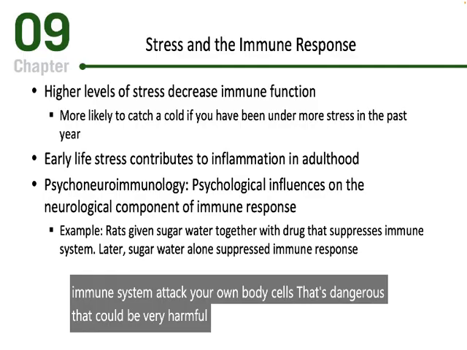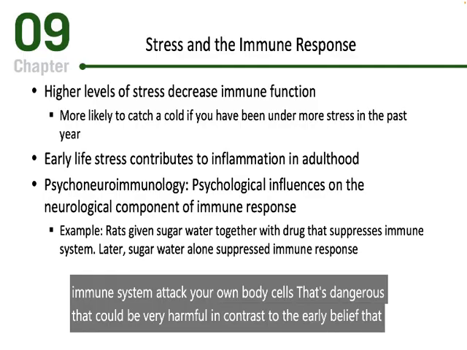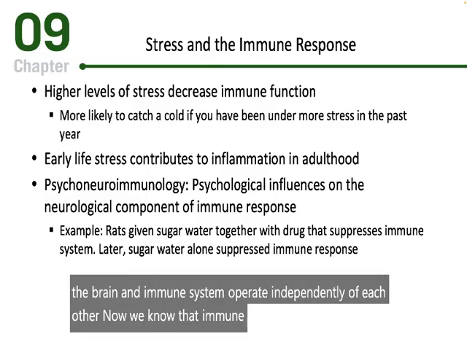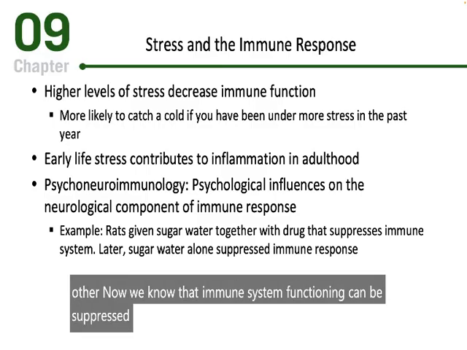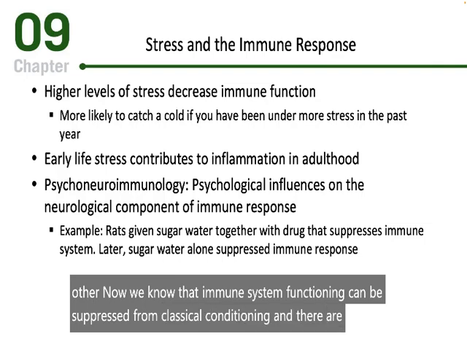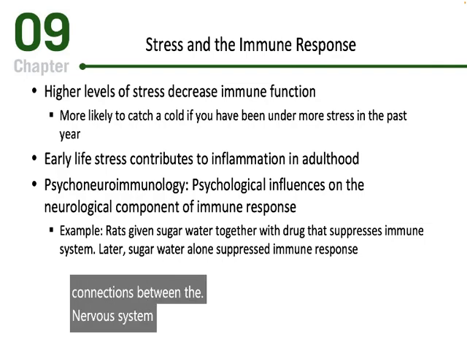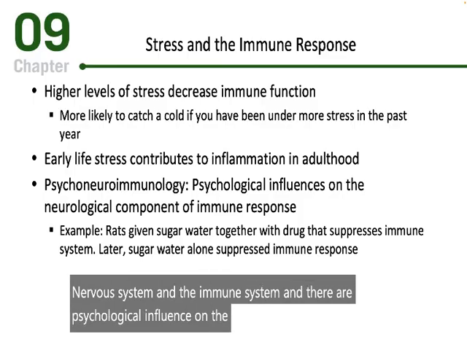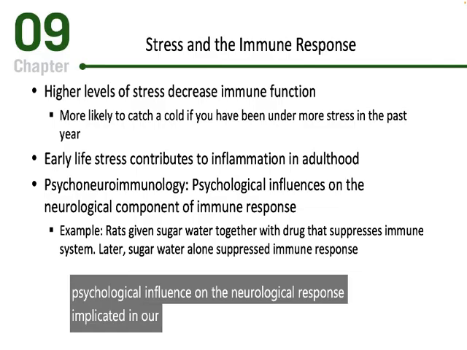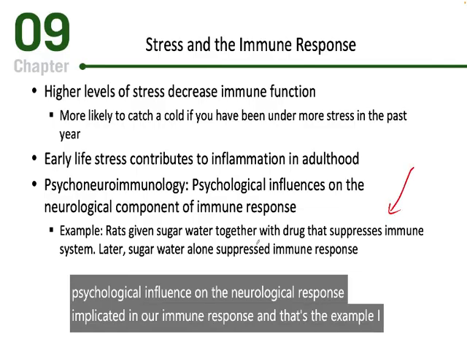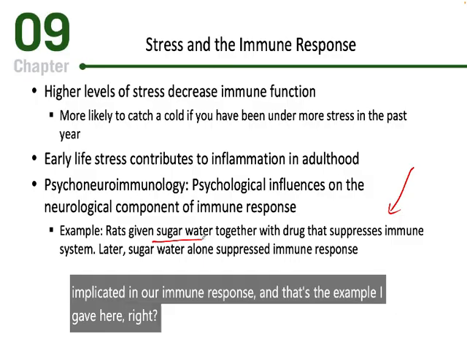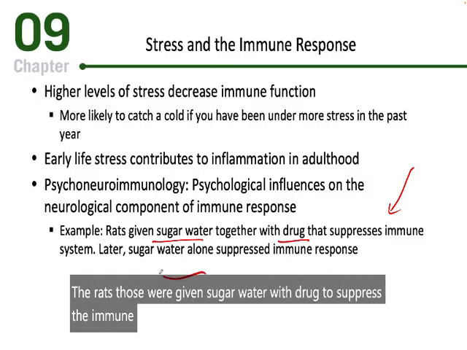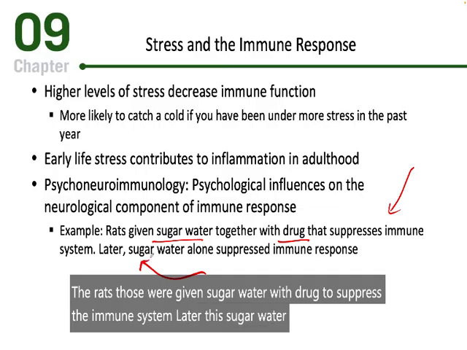In contrast to the early belief that the brain and immune system operate independently of each other, now we know that immune system functioning can be suppressed from classical conditioning. And there are many connections between the nervous system and the immune system. There are psychological influences on the neurological response implicated in our immune response. That's the example I gave here, right? The rats were given sugar water with a drug to suppress their immune system. Later, this sugar water alone can suppress their immune system.